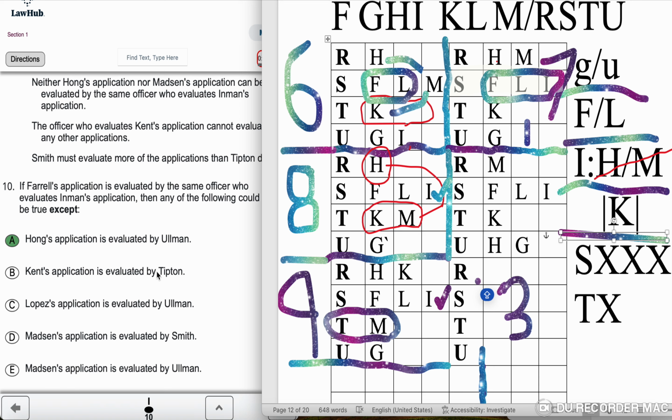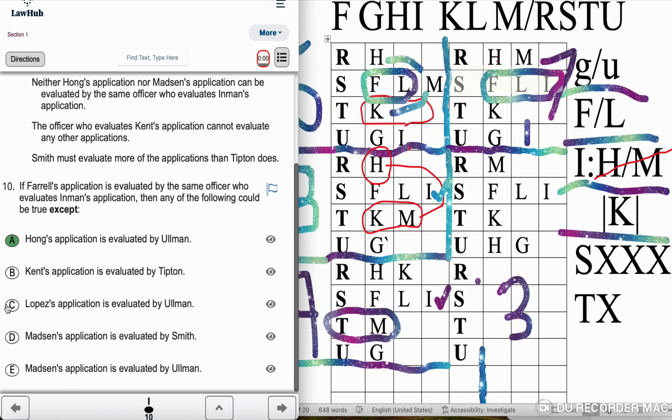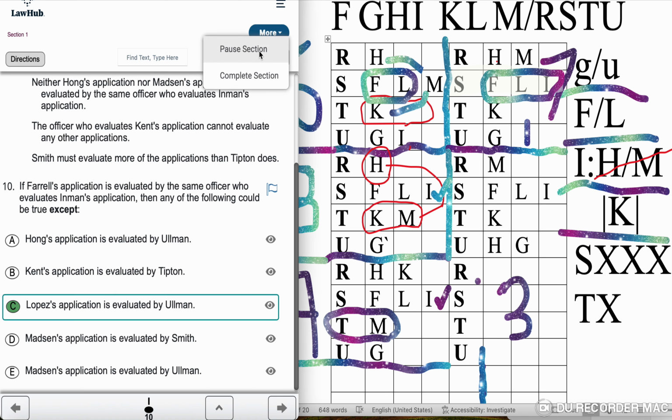K is evaluated by T. So K is evaluated by T. That's also working out. L is evaluated by U. I don't see that working out in any of the worlds right there at all. And the worlds that we created where F is evaluated by the same officer who evaluates I, meaning that F and I are together, we don't see L with U at all, so let's go ahead and choose that as the option. Answer C, L application is evaluated by U.